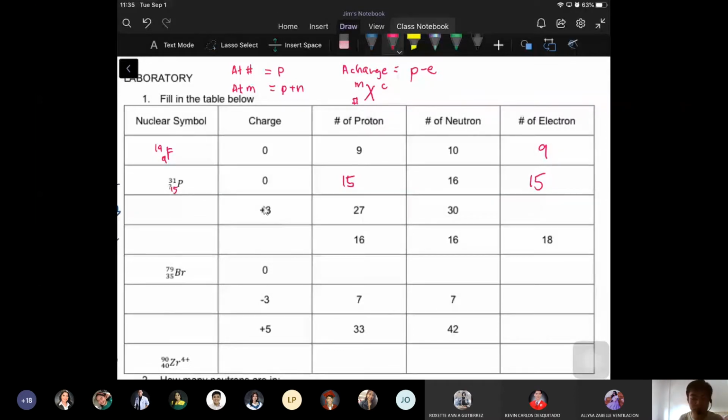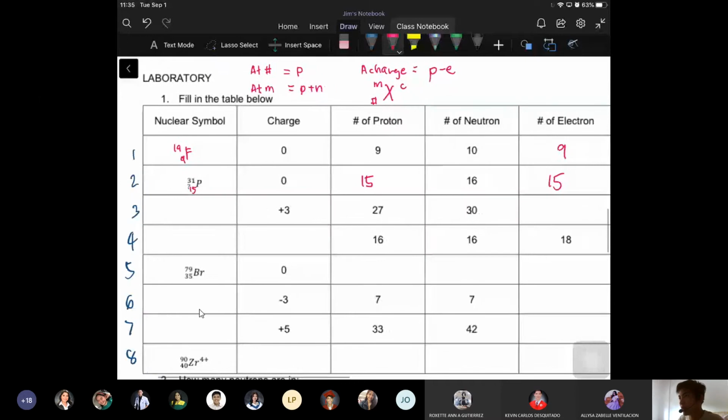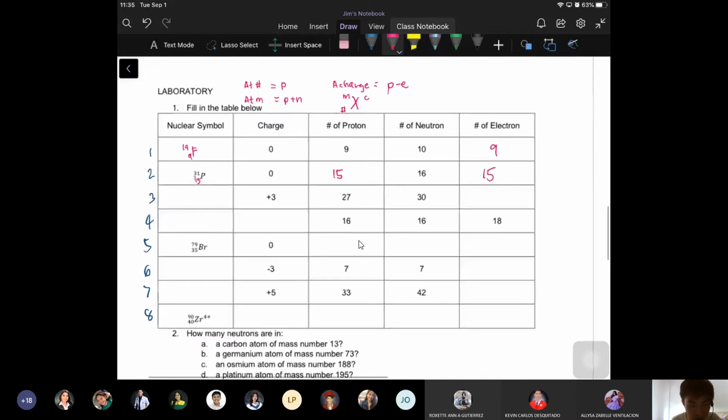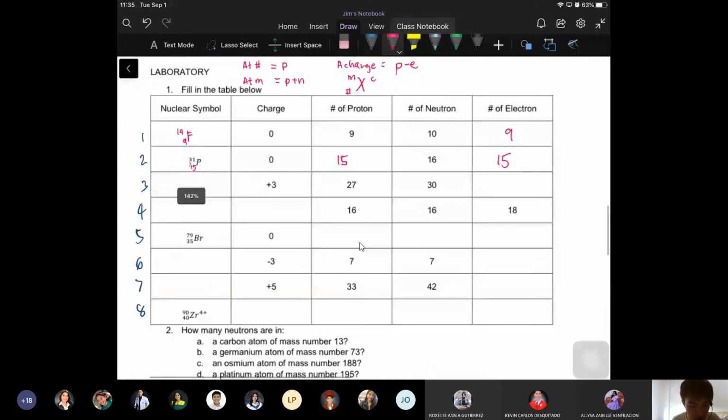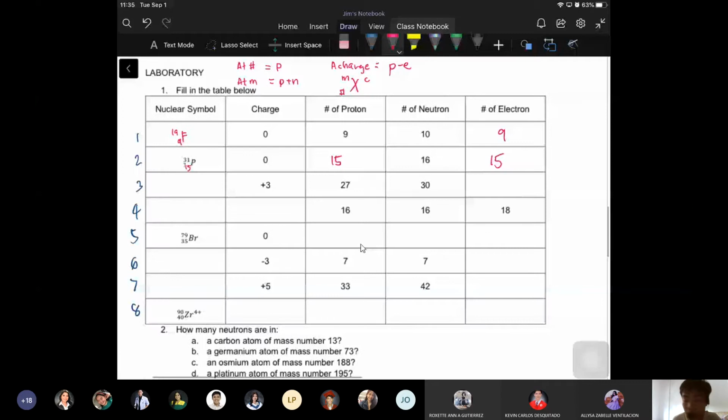So your task now is to fill out the table, numbers 3 to 8. Okay? Later, some of you will raise your hand here in our Teams, then you will give me the answers. I'll give you around 10 minutes to fill out this table. And also work with number 2, how many neutrons are there in this. So you can take a screenshot. I'll give you 10 minutes to fill out the table and answer number 2.